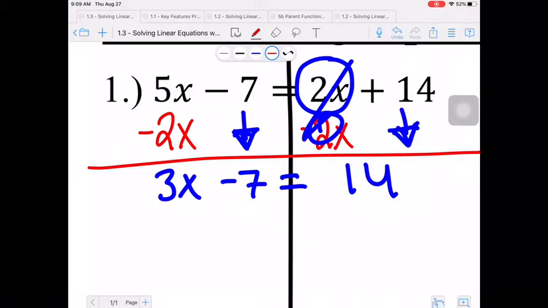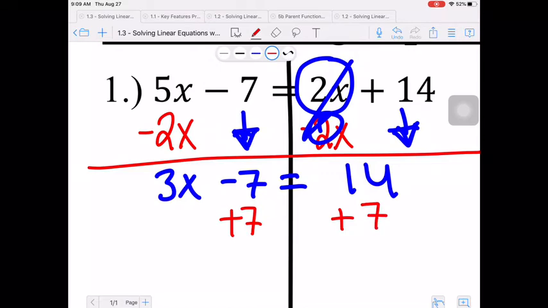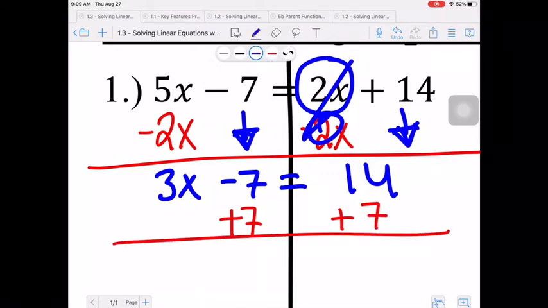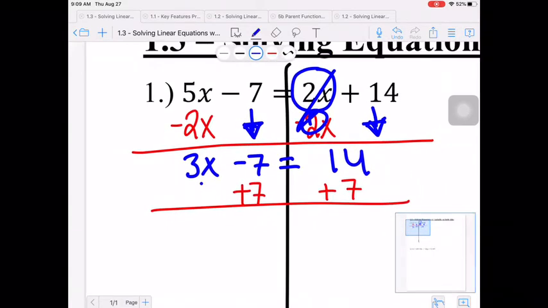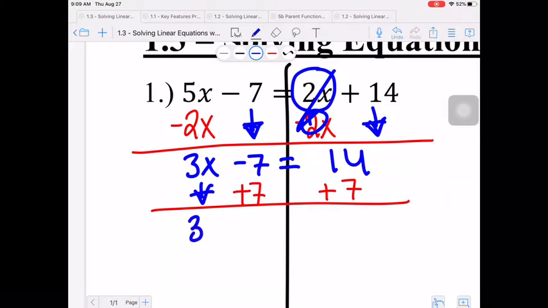Now, my x is on the left side, which means that you got to get rid of everything else that's on the left side, which means I got to make that -7 into a 0, so I'm going to go ahead and add 7. If I'm doing it to the left, you got to do it to the right. And now I'm just going to go ahead and do the math. So, left to right, I'm going to drop the 3x. -7 plus 7 equals 0. 14 plus 7 equals 21.